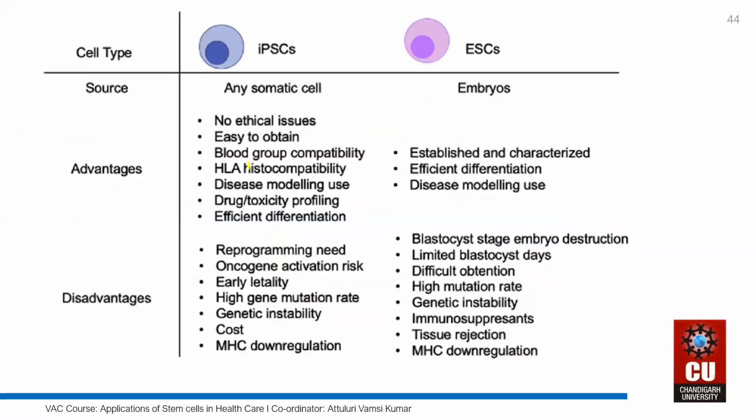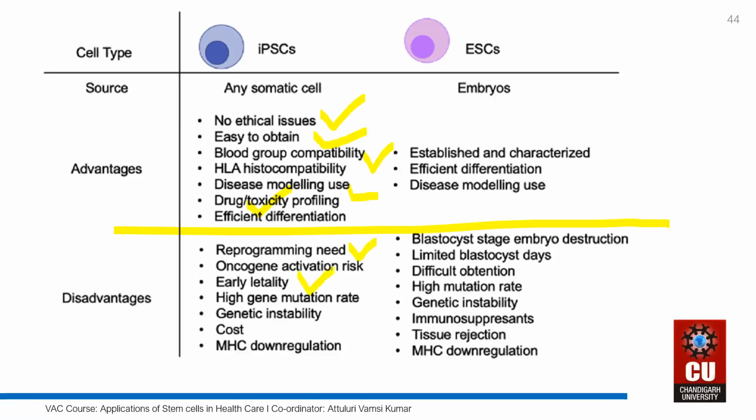But the benefits are, there are no more ethical issues in using induced pluripotent stem cells. They are easy to obtain. No immune rejection. Disease modeling can be done. No toxicity can happen. But the disadvantages of iPS are, reprogramming is required. Reprogramming is not easy. It is very tough. There is a chance of activation of carcinogenic genes. There is a chance of converting these induced pluripotent stem cells into cancer cells. We need to be very cautious. So that is one problem.